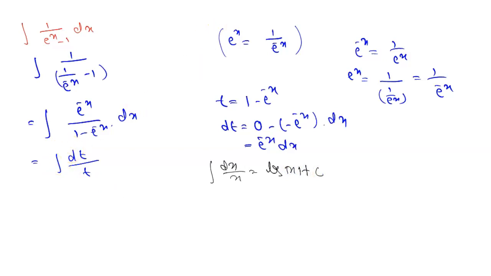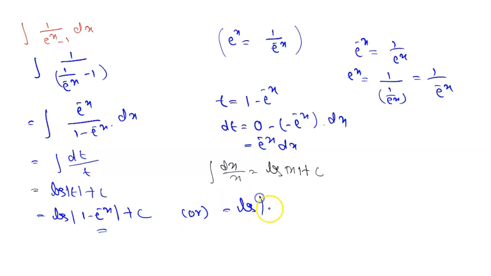So here this is equal to log mod t plus c. T value is what? 1 minus e power minus x. So log mod 1 minus e power minus x plus c. Or this also can be written as 1 minus e power minus x written as e power x minus 1 by e power x, no? So log mod e power x minus 1 by e power x plus c. This is the answer for this question. Okay. Thank you.